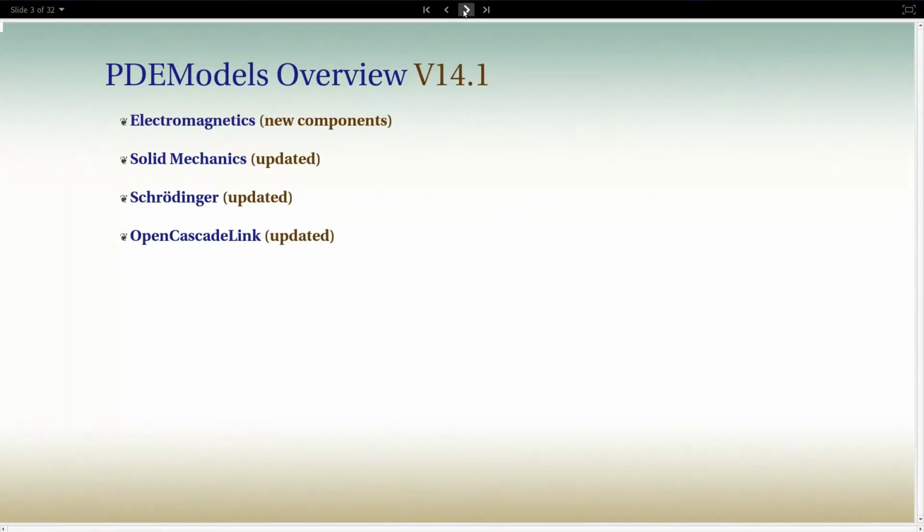All right, so that being said, what's new in PDE models? So we've added new components for electromagnetics. We've updated some solid mechanics things, and we've updated the Schrödinger PDE component. There is new functionality in the Open Cascade link. I'm not going to be presenting that today, just to whet your appetite. So in the Open Cascade link, which is our way to do fancy 3D CAD models, you can now do 2D drafting. So you can draft your sketch in 2D and then extrude it to 3D. So that's what's new there, but I'm not going to be presenting that today.